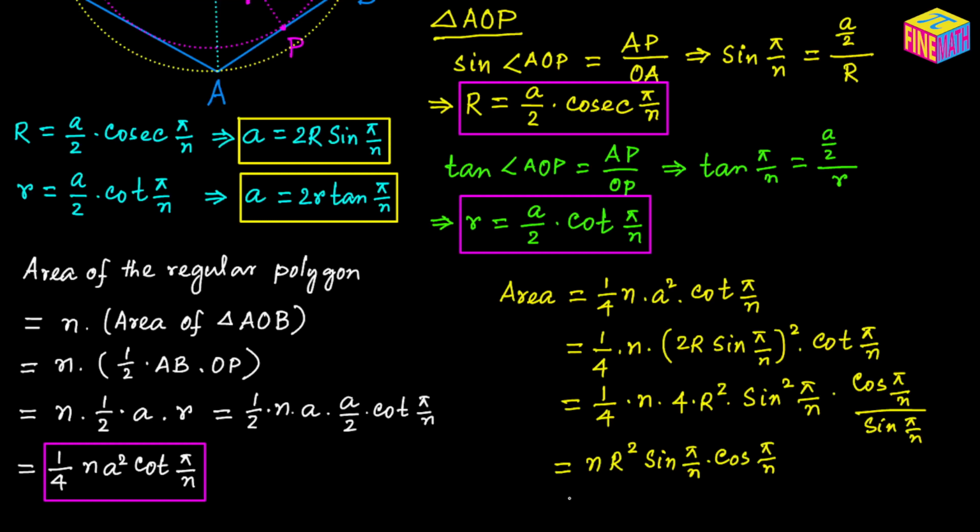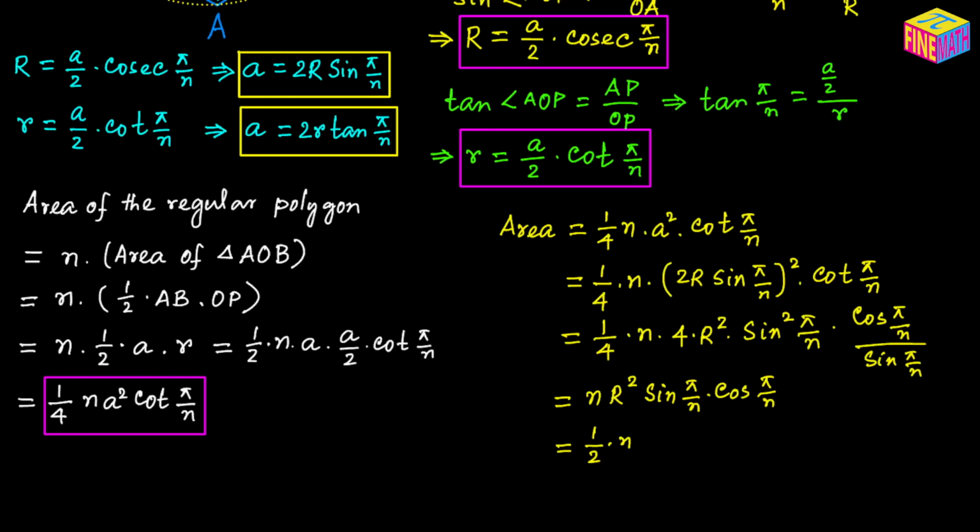To make it a little easier we can multiply and divide by 2 here. So we can say this is equal to half times n times r squared times 2 times sine of pi over n times cosine of pi over n, and as you can see this will convert into half times n times r squared. Within the parenthesis what we have is actually sine of 2 times pi over n. So that is the area of the regular polygon in terms of the circumradius.